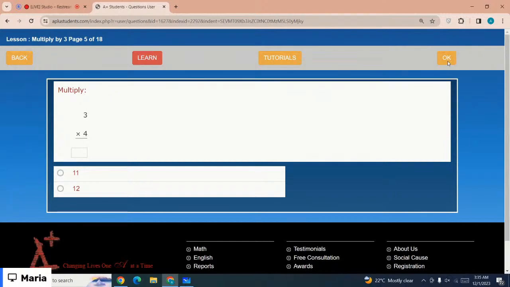Okay, 3 times 4 equal. Very good. The correct option is 12.